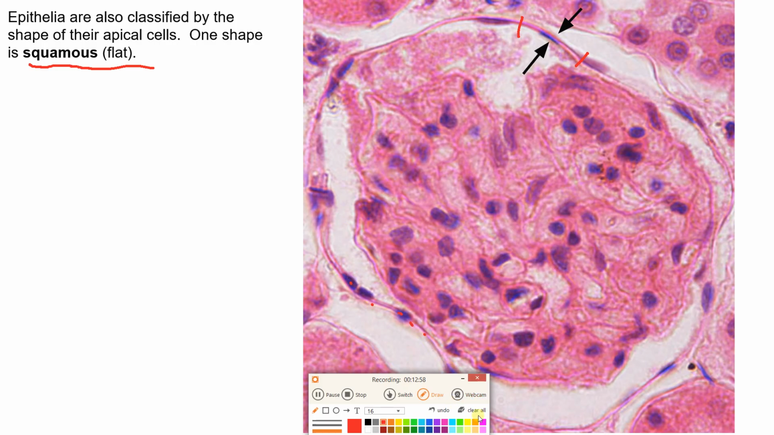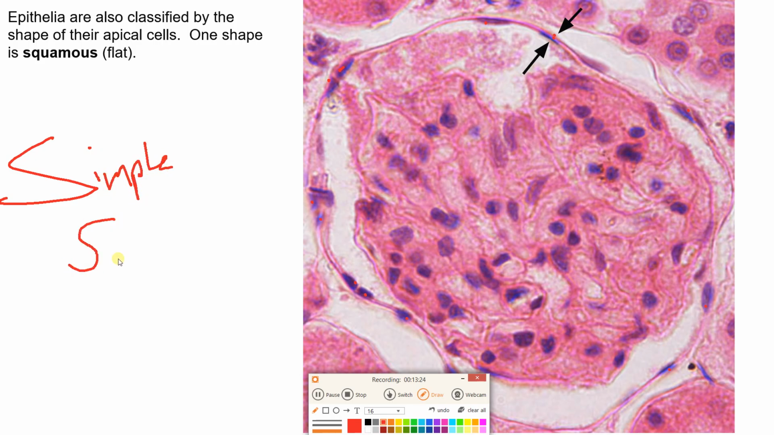All right, let's actually clear everything here. Like I'm putting a dot on all the nuclei of these squamous cells. Okay, the nucleus is flat. The cell is flat. Very good for exchange or for just not taking up a lot of space. And by the way, this is only one layer of flat cells. So you would actually call this epithelium simple squamous because it is a single layer, that's simple, of flat cells, that's squamous.